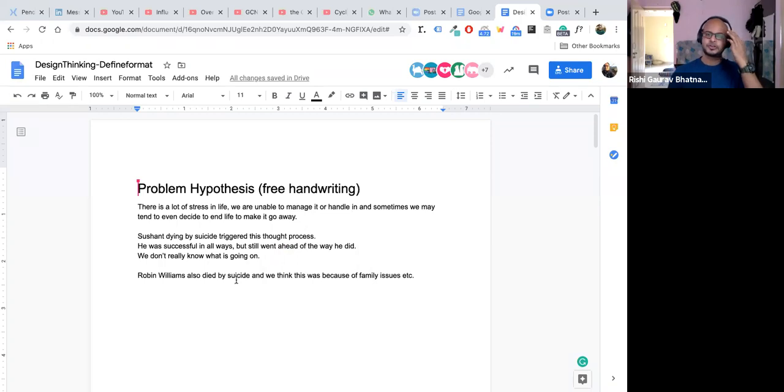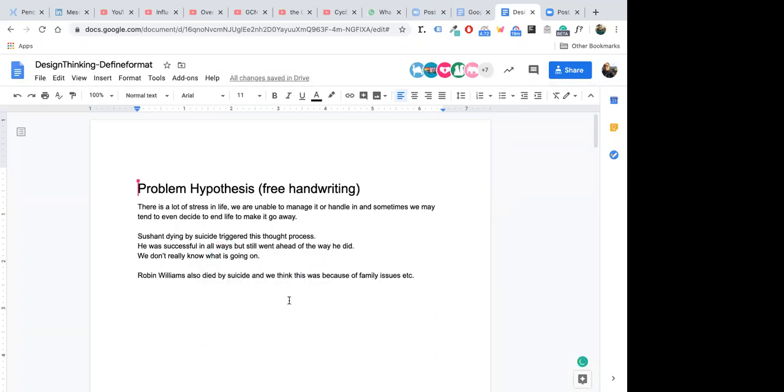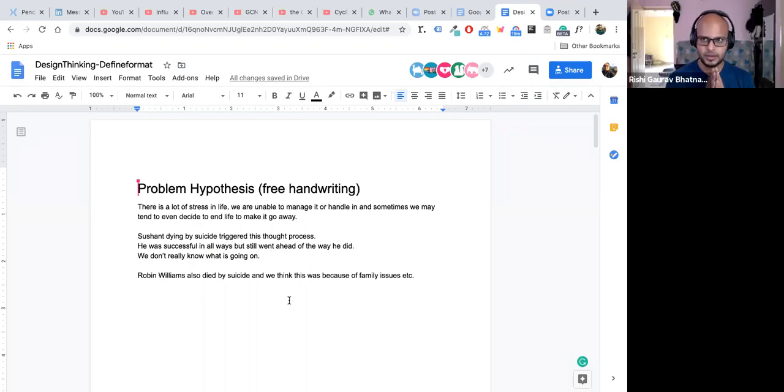All right, a few things for you to note specifically in this case. One, it's good to know where we are coming from and what our context is and why we're thinking about all of this. But it's important that we are writing down the hypothesis. We always go back to the point that we think this is why this happened. For instance, we cannot say that Robin Williams died by suicide because there were family issues, because there's no evidence of it. Unless there's evidence, we should not be going ahead and saying that.